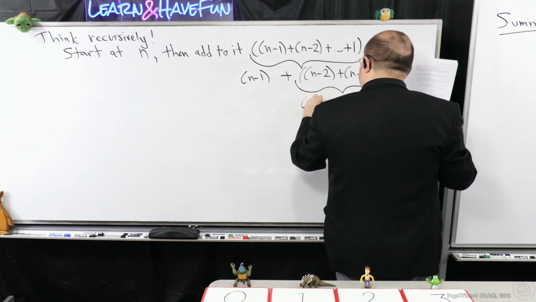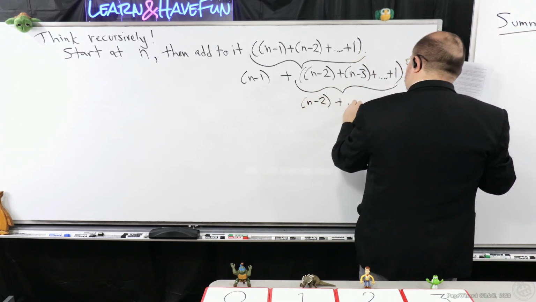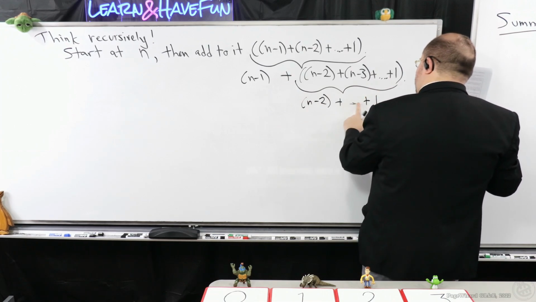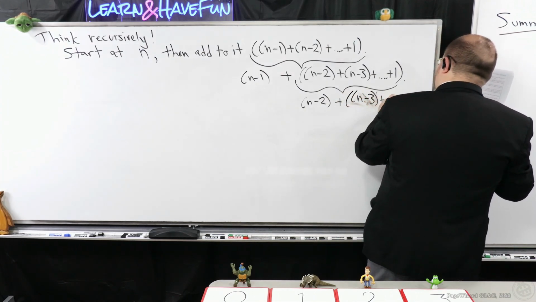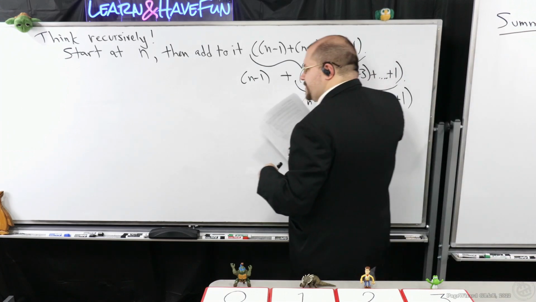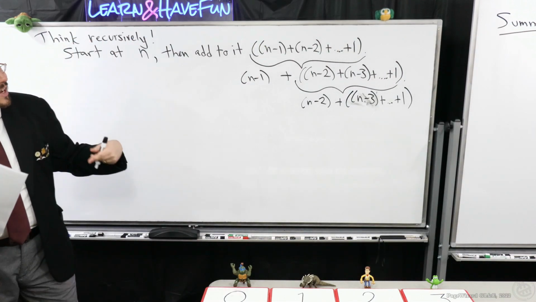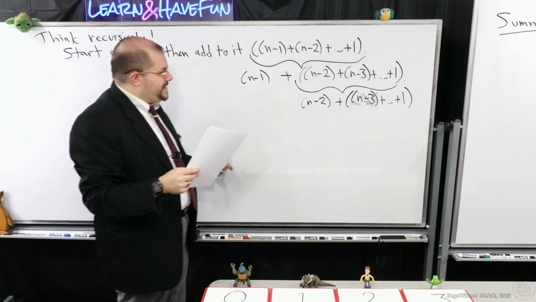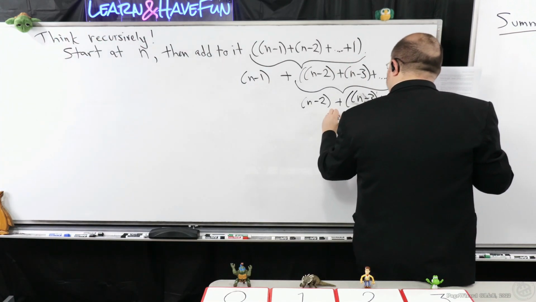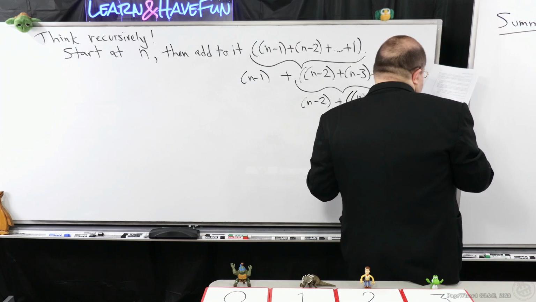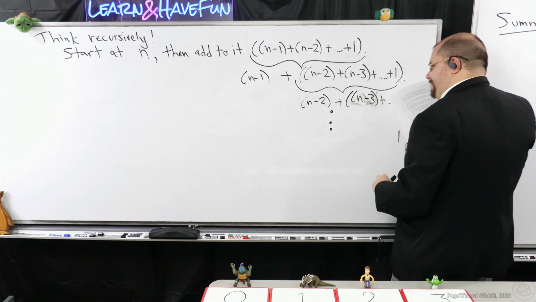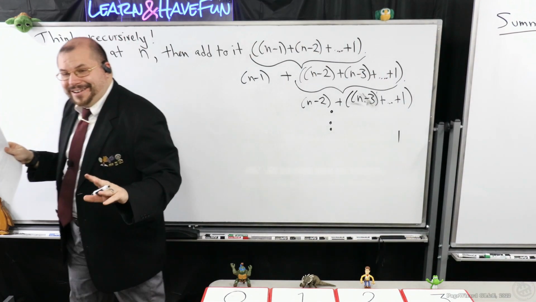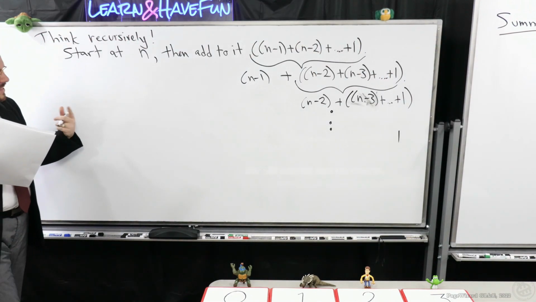So I can have n minus 2 plus, what would go right here? Well, it would be n minus 3 plus all the way down to 1, right? And you can imagine eventually you're going to hit 1. Eventually you're going to get 1. So eventually the answer is just going to be 1, right? It's eventually going to get there. So this gives us an interesting case to think about here.